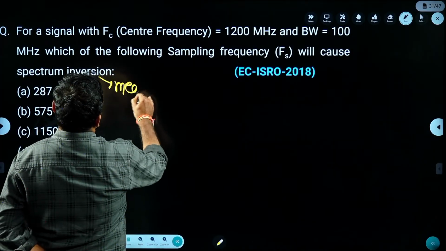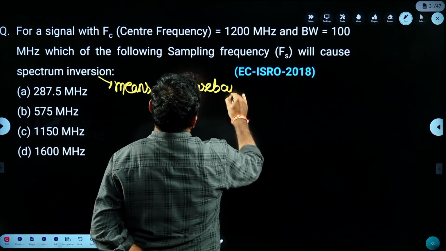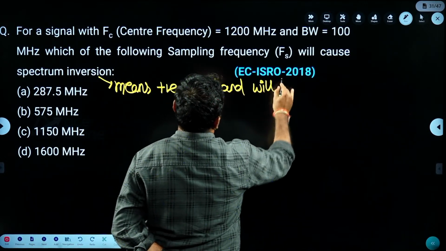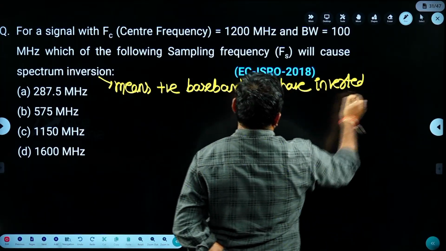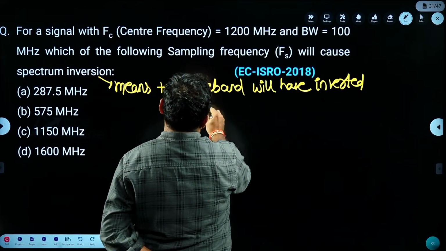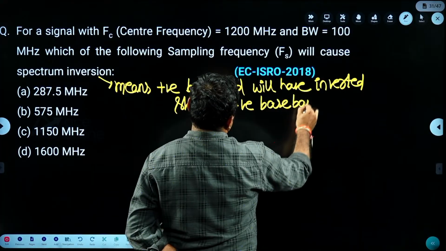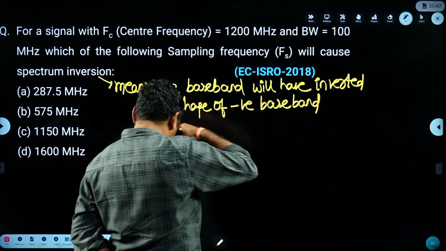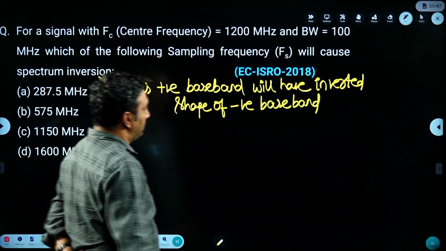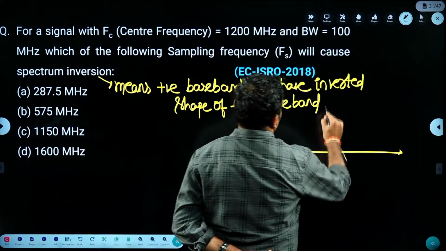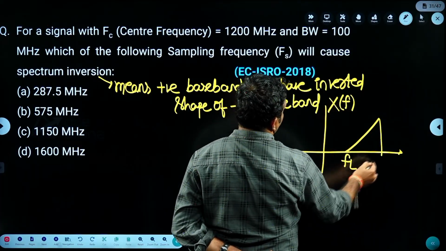Spectrum inversion means positive baseband will have inverted shape of negative baseband. Positive baseband will have inverted shape of negative baseband of the original spectrum. See, generally we are choosing a bandpass spectrum something like this, FL to FH.